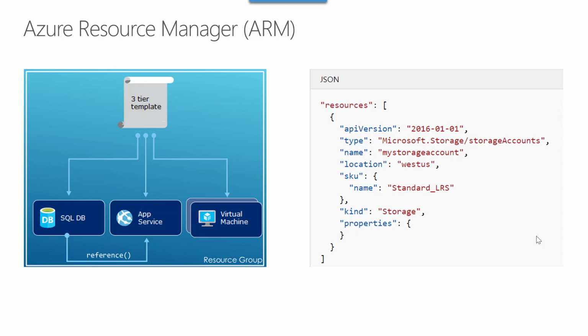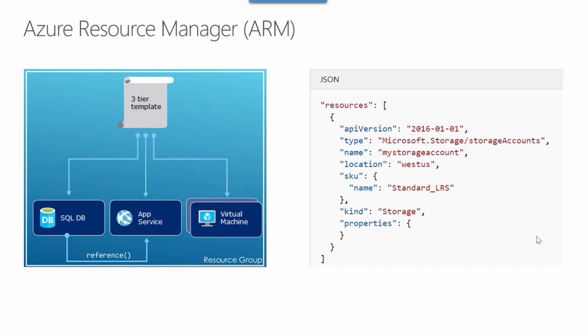So for example, if we look at this, we can see that we have a three-tier template, which includes a SQL database, an app service, and a virtual machine. And when we look at the JSON file, because this template is declarative, it just declares exactly what the components are, what the resources are for this resource group. And it manages the dependencies between the resources, it manages the types, the location. So it has all the definitions.